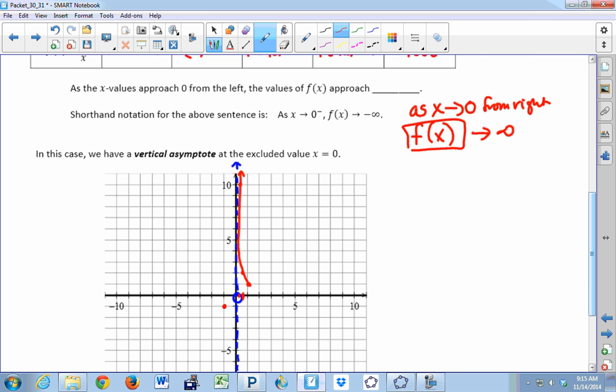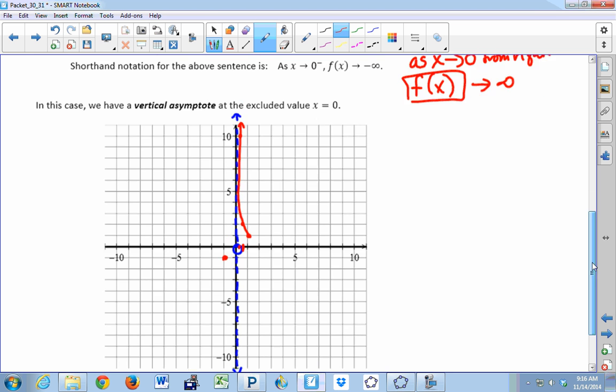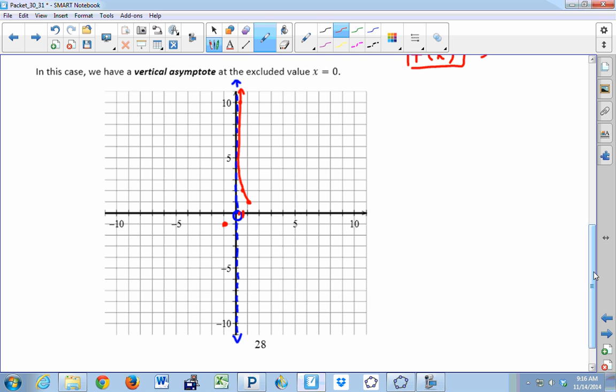So now if I go down in my graph, and that's all I'm interested in here, if I'm at -1, my function's value is -1. If I'm at -0.5, I'm at -2. If I'm at -1/10, I'm really close to that y-axis. I'm at -10, and it has very similar behavior to the other side. But now I'm in the negative realm.